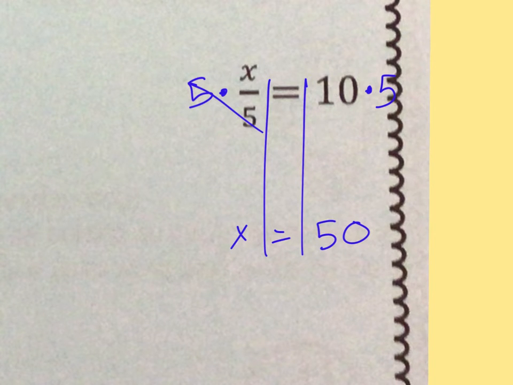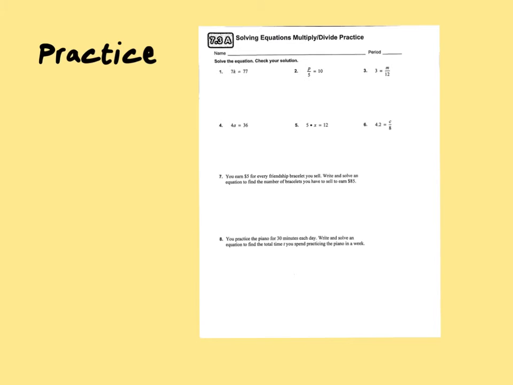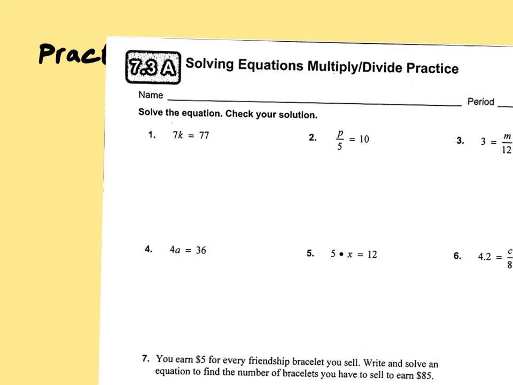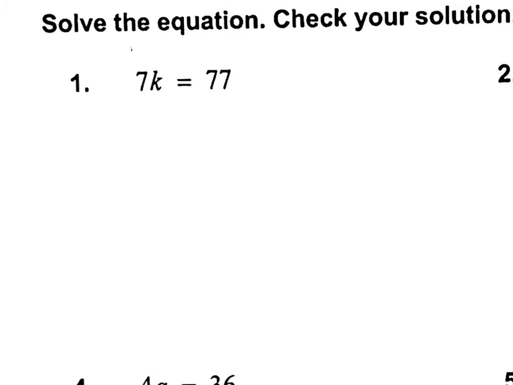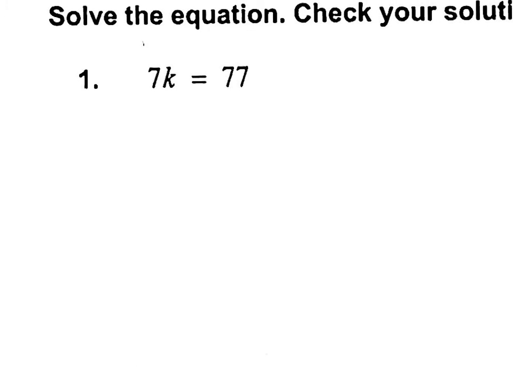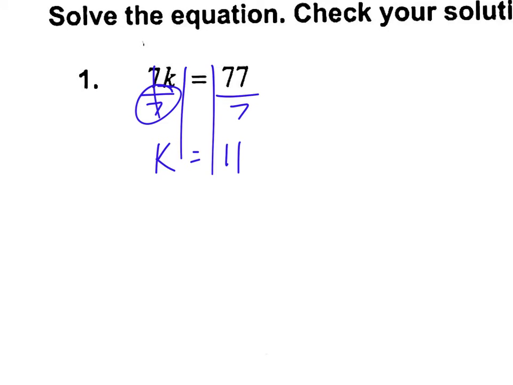All right, let's take a look at your practice. Okay, so here is your practice, and we're going to be solving these equations using the railroad tracks, just like we did on the notes. So here we go, railroad track at the equal sign. 7 times k. What is the inverse of multiplication or timesing? It's dividing. We're left with k. Because we divided by 7 here, we're going to divide by 7 here, and we get 11.